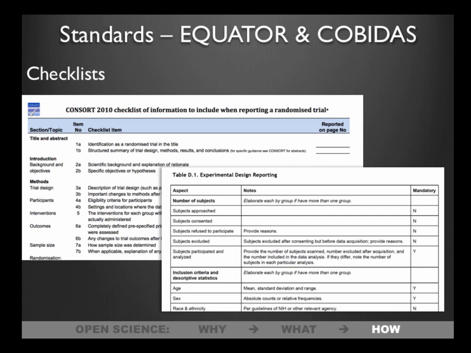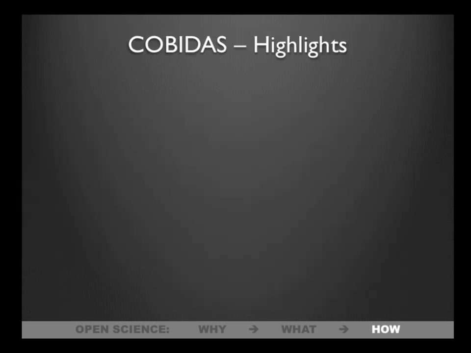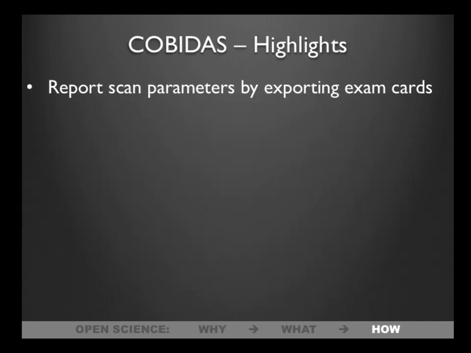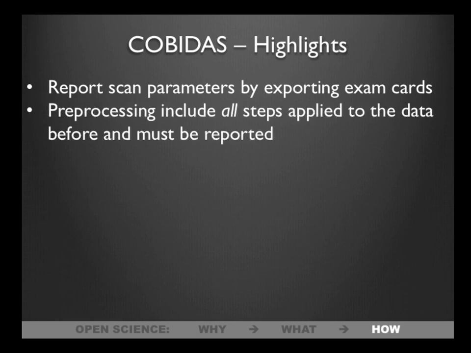Again, these are mostly just checklists. They're not necessarily going to tell you how to do your analysis. They're just going to make sure that you've thought about all the various questions. The highlights in COBIDAS include reporting your scan parameters thoroughly. All of the major scanner vendors let you click a button and print out your exam card. There's no good reason not to include that in your supplementary information. That provides a full listing of all the various checkboxes that were included on your scan.